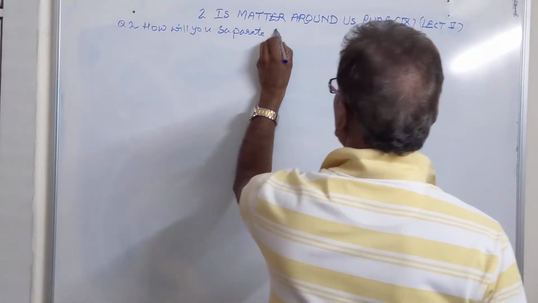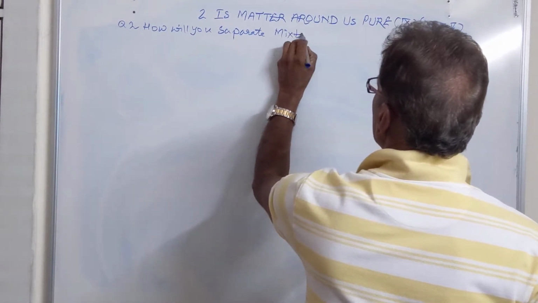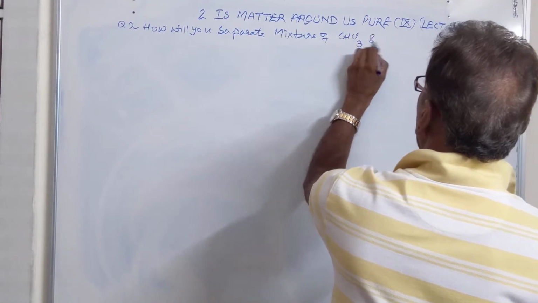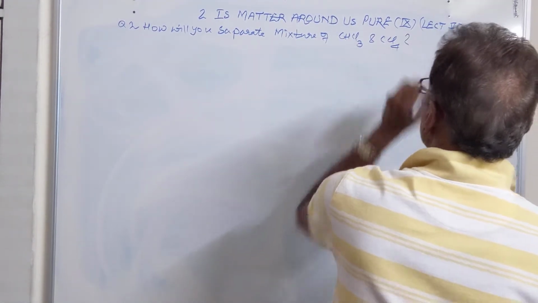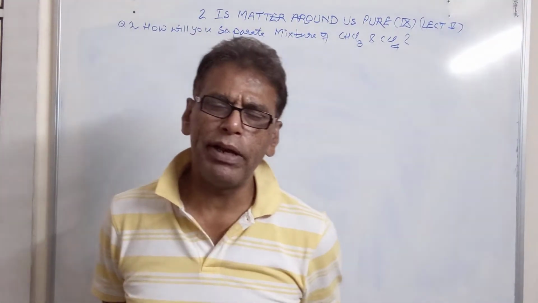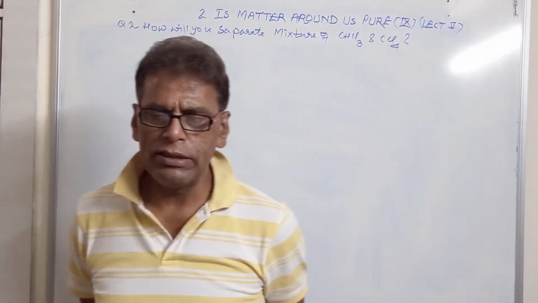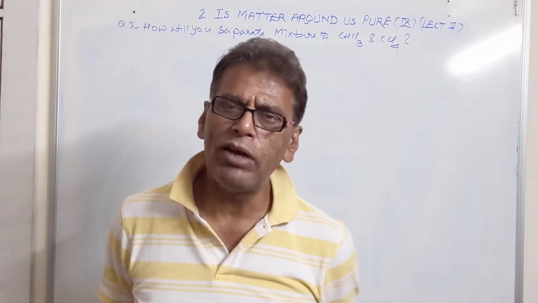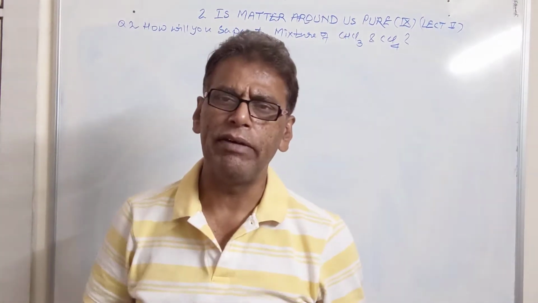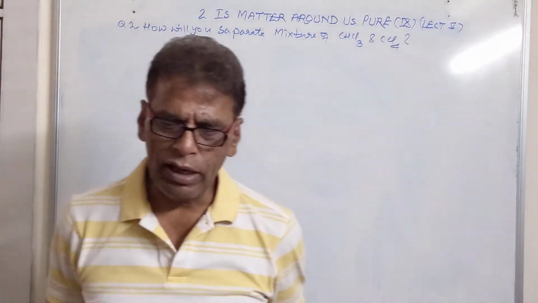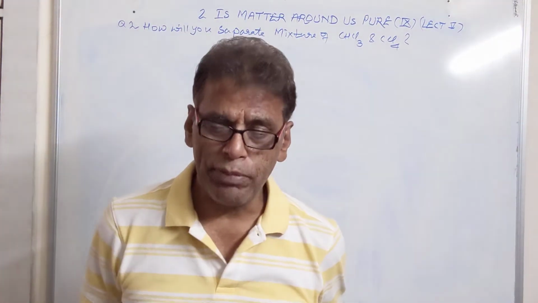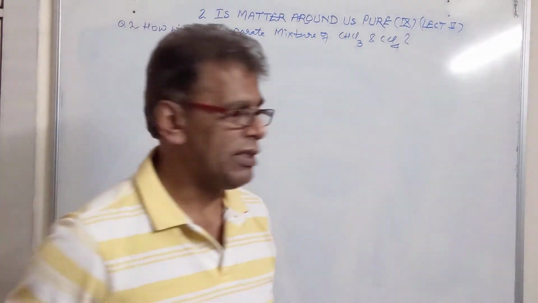a mixture of chloroform and carbon tetrachloride. The mixture of chloroform and CCl4 can be separated by using fractional distillation because they have different boiling points. So when this mixture is distilled, first of all the fraction which has the lower boiling point will come out, followed by the other fraction. So two liquids can be separated by using fractional distillation.